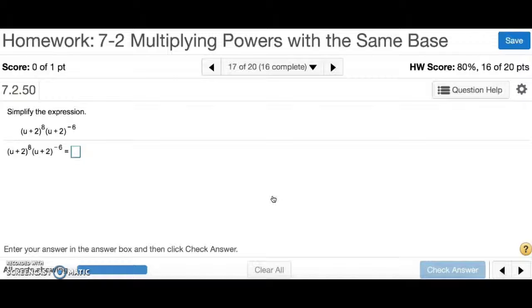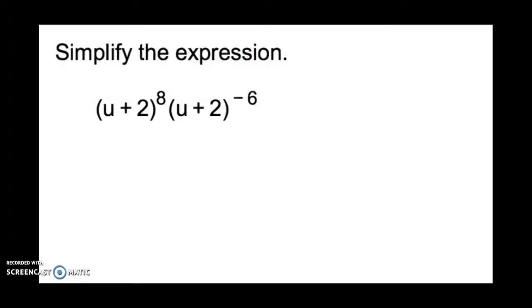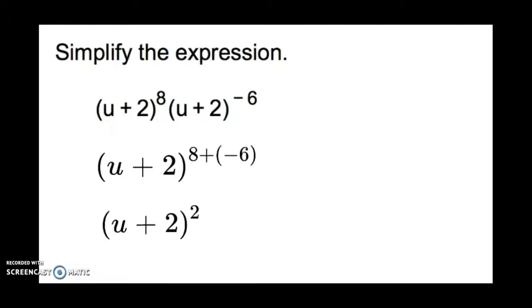Alright, number 17, it is asking you to simplify the expression. We have u plus 2 to the 8 and u plus 2 to the negative 6. Let's take a closer look at that. Our bases are both u plus 2. Since they're the same, we know our rule says when the bases are the same, we add the exponents. So we have 8 plus negative 6, which gives me a positive 2. So my final answer would just be u plus 2 squared.